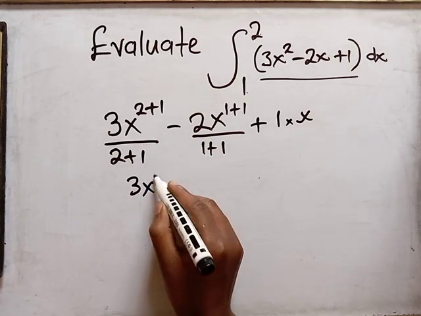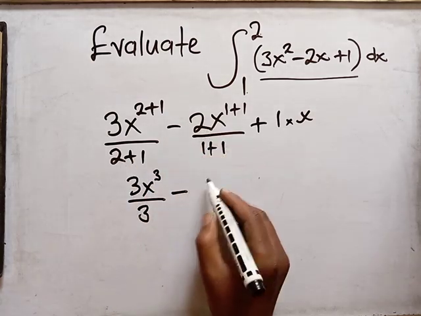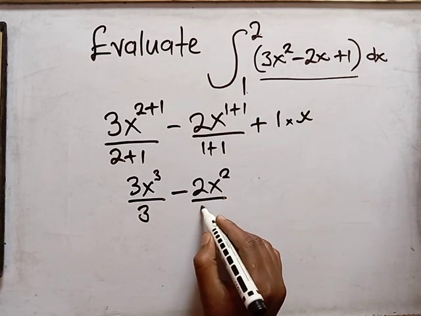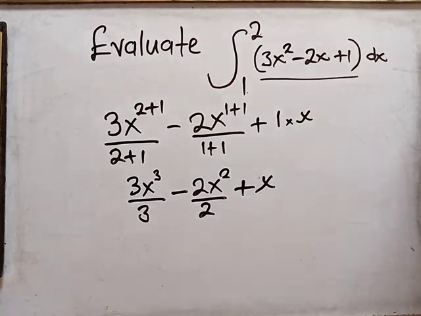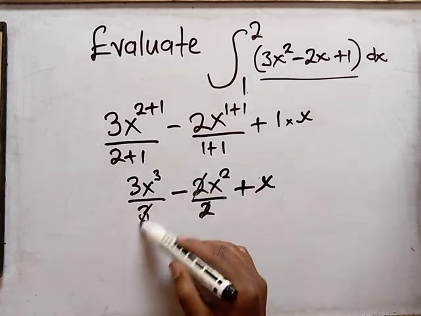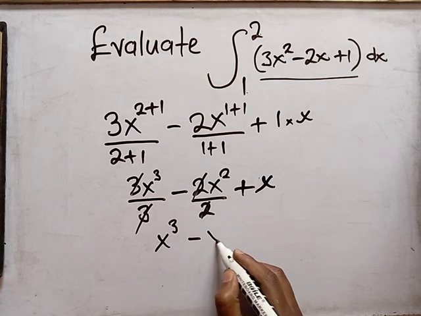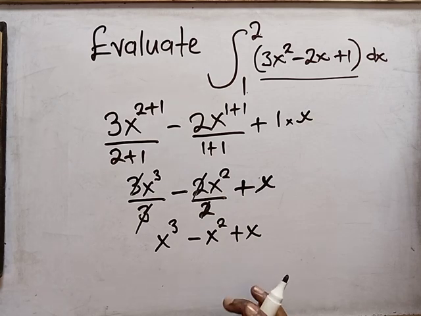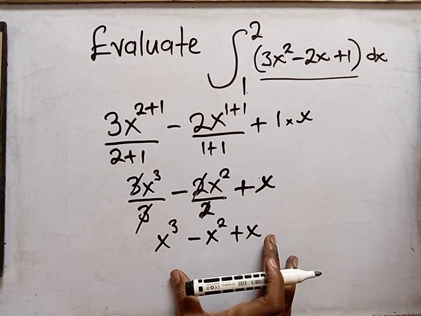3x. 2 plus 1 is 3 over 2 plus 1, 3, minus 2x. 1 plus 1 is squared over 1 plus 1, 2, plus 1 times x is x. As you can see, this and this can cancel. x cubed minus x squared plus x. And then we subtract this same with the same, this final equation minus this final equation.